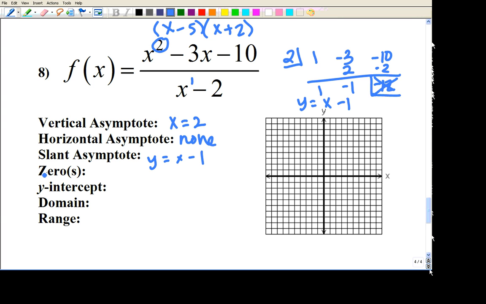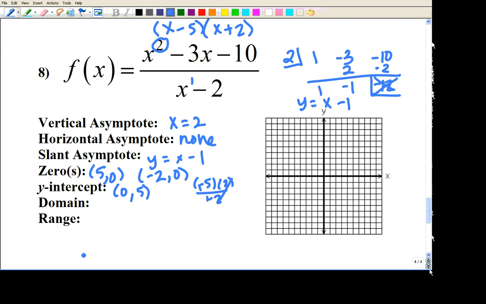For the zeros, you look at your numerator, figure out when that's equal to 0. So we'll have 2 of them here because it factored into 2 pieces. So we'll have (5, 0) and (negative 2, 0). The y-intercept, you plug in 0 for the x's and you solve. So we'll get negative 5 times 2 over negative 2. So then that ends up being 5. So we'll have a point at (0, 5).